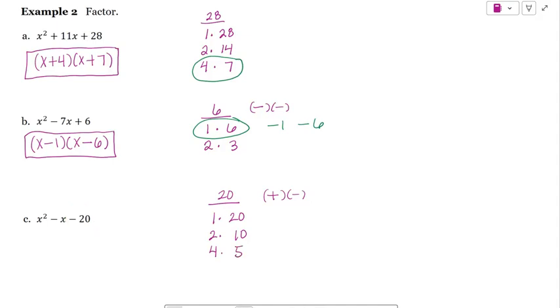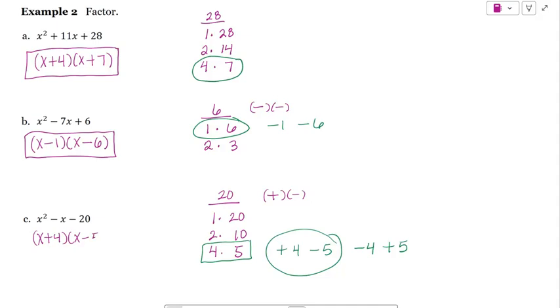One of my numbers is going to be positive and one of them is going to be negative, and I want them to end up, when I add them or combine them, to be a negative 1 overall. So I'm looking for numbers that are 1 away from each other, and it looks like that would be 4 and 5. I have a couple choices. I can either have plus 4 minus 5 or minus 4 plus 5. The one that gives me a negative 1 is this one. So those are the two numbers that I'm going to put in my parentheses. So my answer here will be x plus 4 and x minus 5.